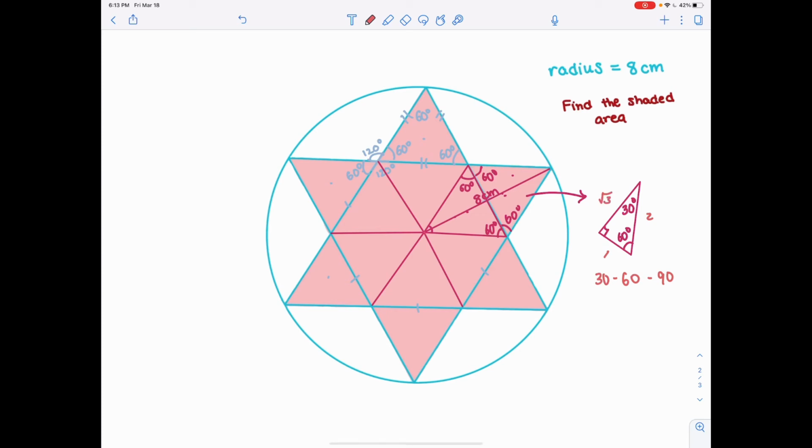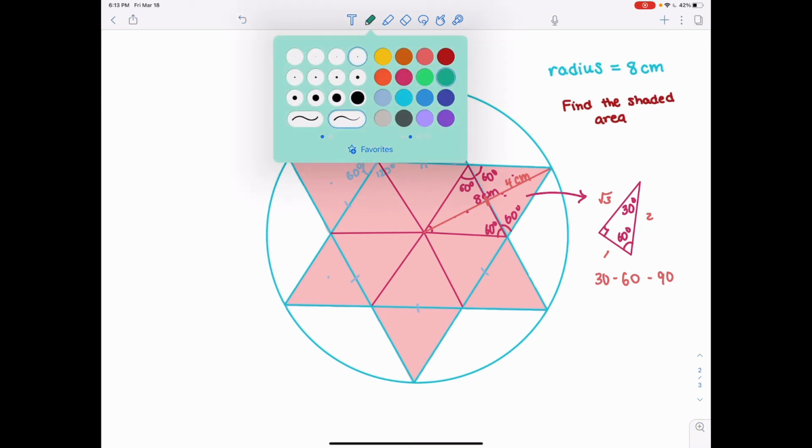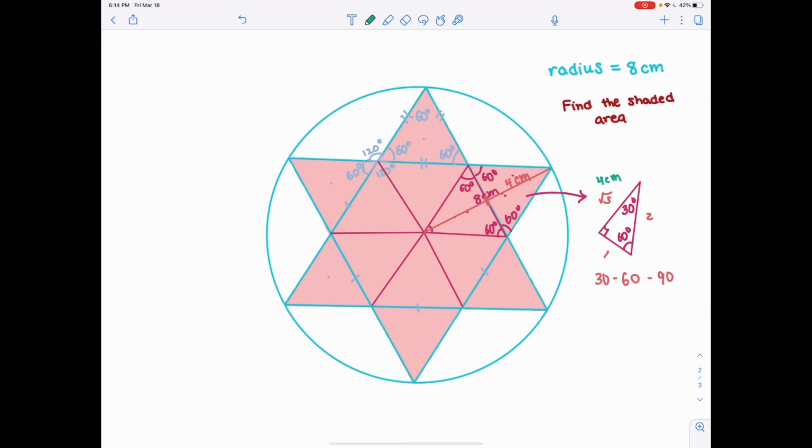Now let's take a look at this radius line here. Since this radius is 8 centimeters and this kind of bisects it, then this is 4 centimeters each. So if we know that this is actually 4 centimeters, then since that's root 3, this down here would be 4 over root 3. So this to this is 4 over root 3.